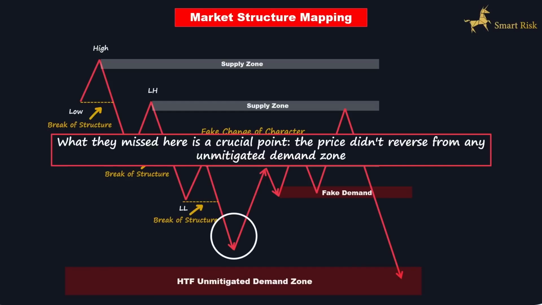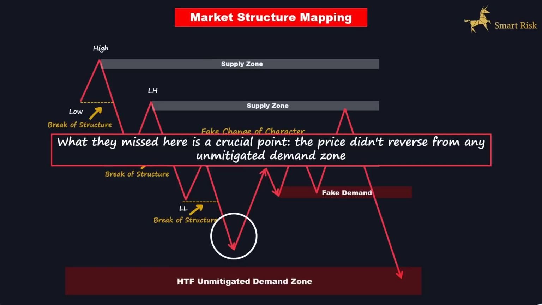The price didn't reverse from any unmitigated demand zone. They shouldn't have entered a long position until the price reached a major, unmitigated demand area. Their identified change of character was invalid, and the price only moved upwards to mitigate the upper supply zone. It used the last supply zone as an inducement zone to sweep more liquidity and gain more momentum to fuel its downward movement. This scenario highlights that without a proper understanding of market structure, you're likely to experience losses.